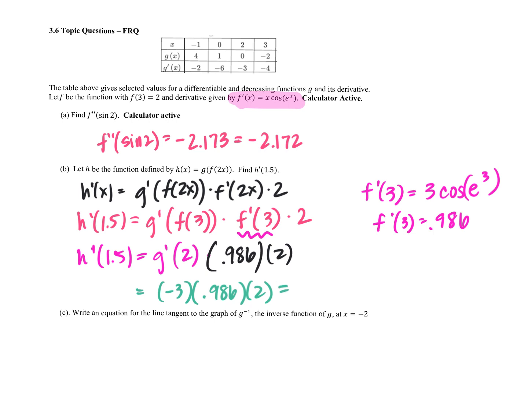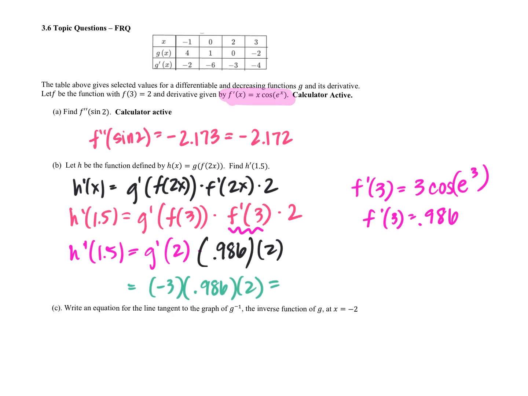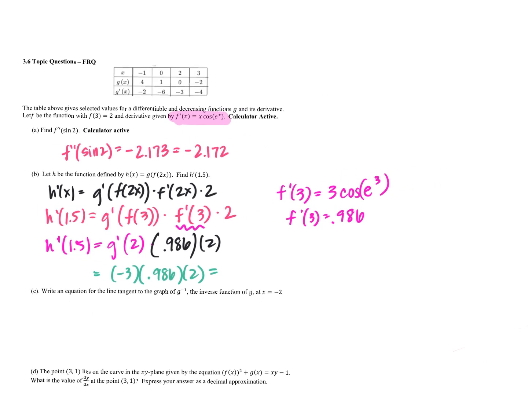If this was multiple choice, here's what I need you to be careful on. When you go type that into your calculator, do not type in 0.986. You got to go say negative 3 times that times 2. They're giving you a calculator for a reason, so they're expecting you to do that. So my final answer is negative 5.914 or 5.915. I'm good with either one of those.